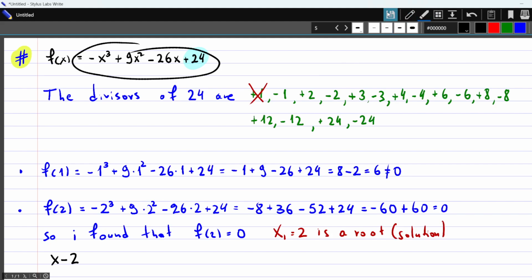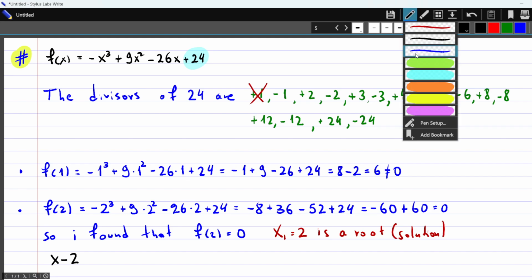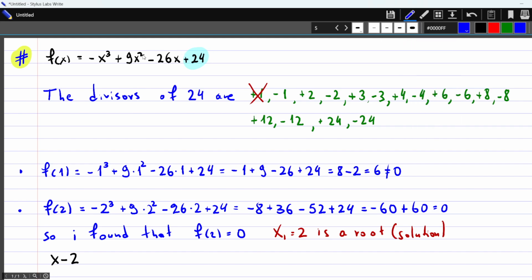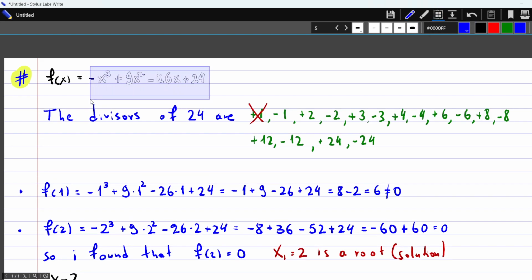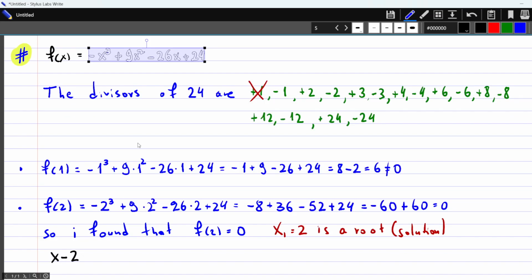So, let's see what we do next. What we are going to do next is to pick this polynomial here, the black one. Let me, excuse me, copy this and change page.